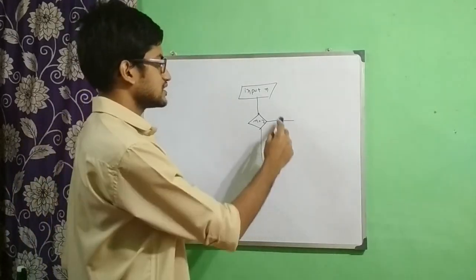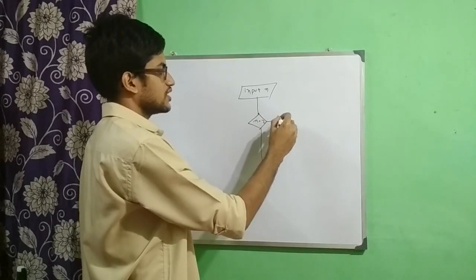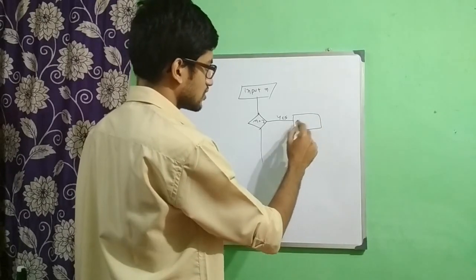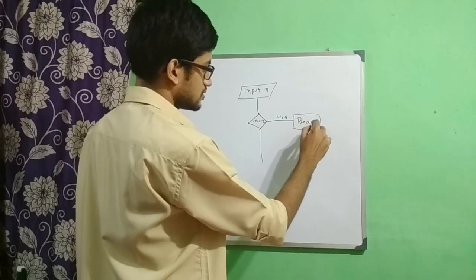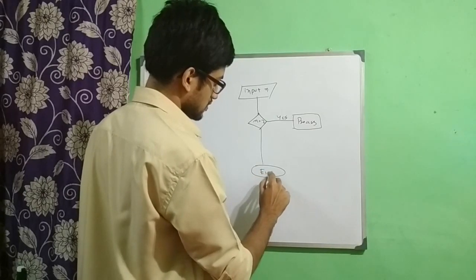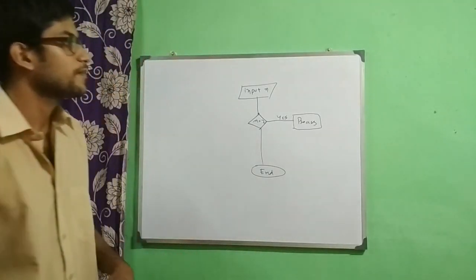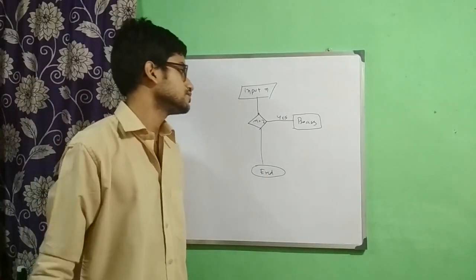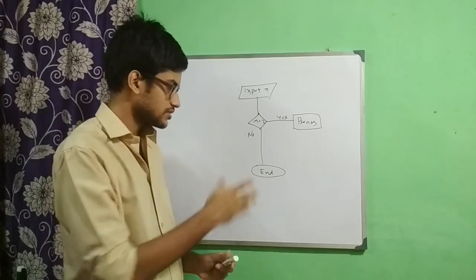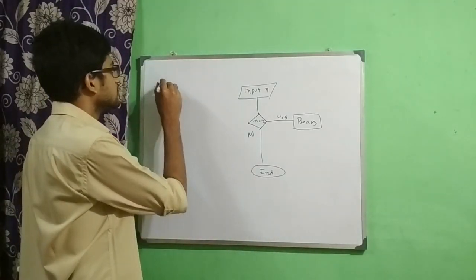So if the result is yes, means if the user has input 2, then give a feedback, which will be a processing block. Otherwise, the process terminates, ends, means I do not want to give any feedback because the user has not entered 2. So this is our flowchart. Now, with the algorithm and the corresponding flowchart, if I want to write the program, how will I do that?